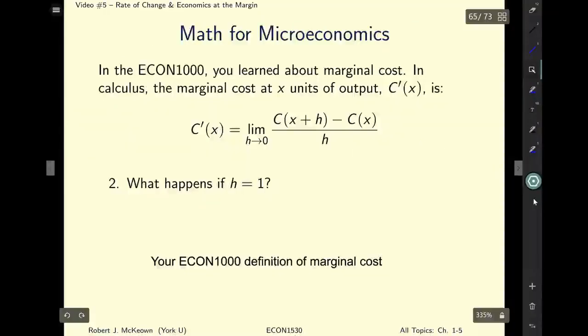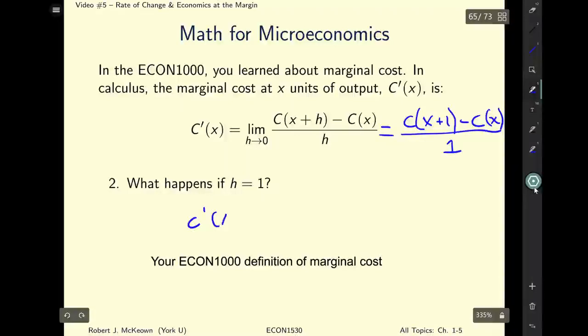Now, what happens if we let h be equal to 1? Well, looking over here, we don't even really need to use the limits. We're going to have the cost of production when we're producing x plus 1 units minus the cost of production when we're producing x units, and it's going to be divided by 1.